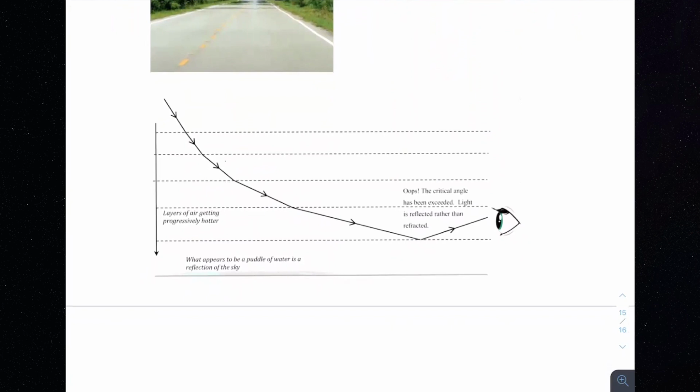If we imagine a light ray approaching a hot surface, it will encounter layers of air that become warmer and less dense the closer it is to the surface. So as the light ray travels towards the surface, it is gradually deviated away from the normal, as shown by this diagram here. So we have the light ray approaches, and at each layer it bends away from the normal.